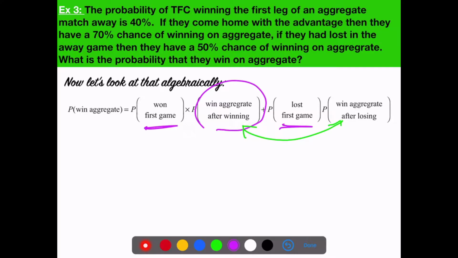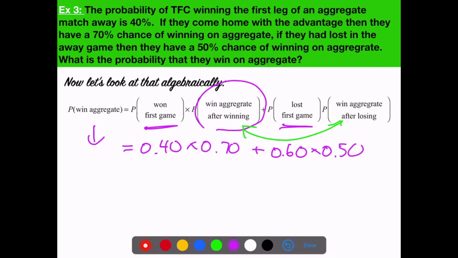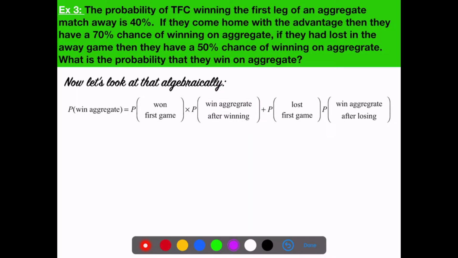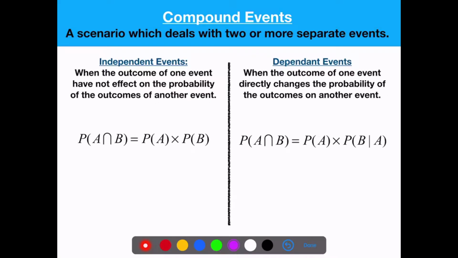Okay, and then again, we'd continue this down, and then we'd put in our numbers. So win first game was 40, win afterwards was 70, plus lost first game was 60, and then winning after that was 50, and then we'd get the same answer going forward that way. Okay, but because there's so much written in here, we need to think of a more concise way to write that, because ain't nobody want to write that every time. So we're going to use this particular notation.